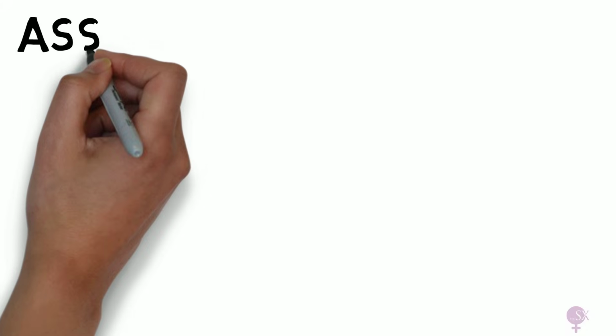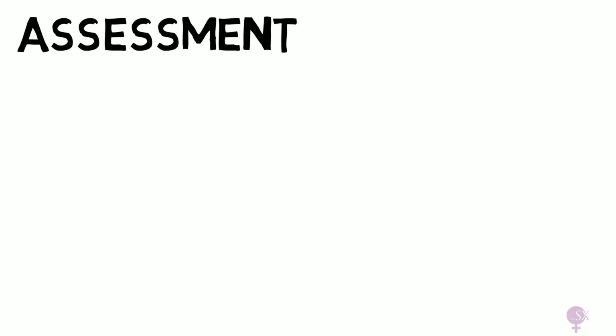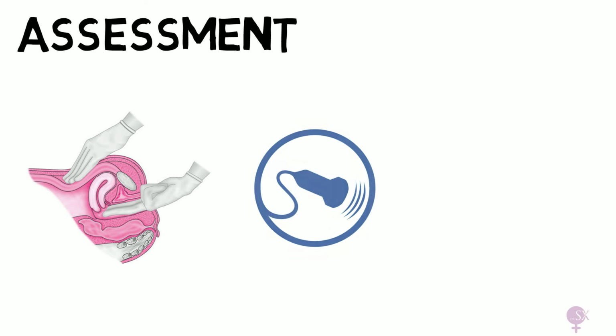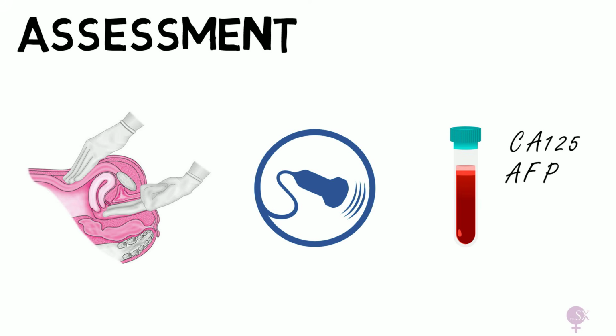Good, so next, how do we assess these patients? We should first perform an examination, which involves a bimanual vaginal examination, and with large cysts, an abdominal examination too. An ultrasound scan is of utmost importance to assess the characteristics of the cyst and help us understand what kind of cyst we are dealing with. Blood tests can also help to give us a better idea of the type of cyst.